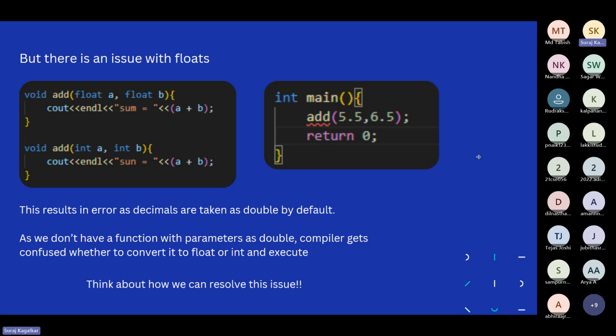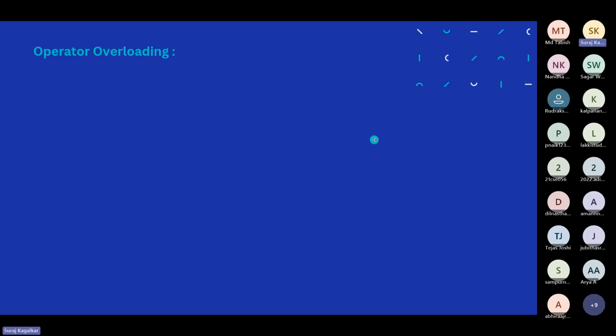We can just explicitly state it as a float. Operator overloading. This is not very important, but we'll still look at what it is. We can provide operators some special meaning so that they perform certain functionality. Let's say your arithmetic plus operator, minus operator. You can provide a special functionality to it so that it works in a certain way when certain conditions are met.